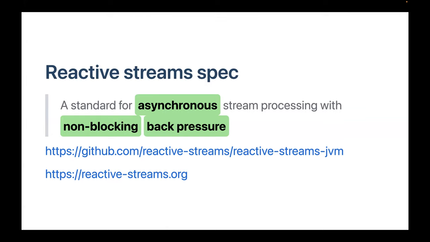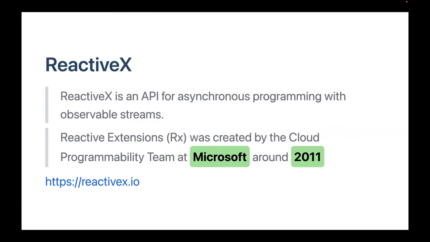And back pressure means essentially when system A is communicating with system B and is sending some messages, and system B is unable to process those messages at the same pace at which system A is sending them, then there should be some way of communicating it back to system A, saying, hey, I'm unable to handle that kind of load. Can you please slow down? That's what back pressure is. I gave some interesting links there. You can visit them to learn more.